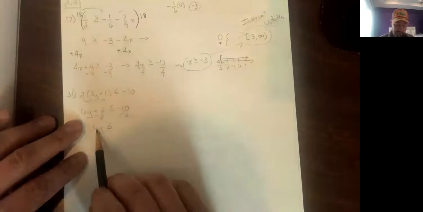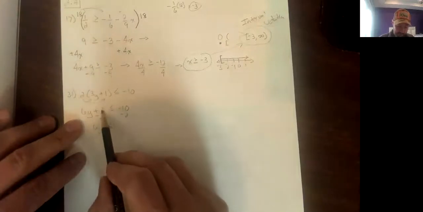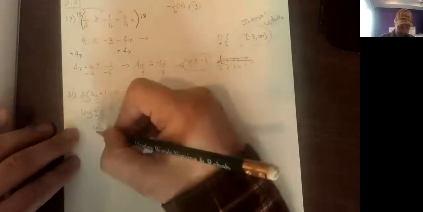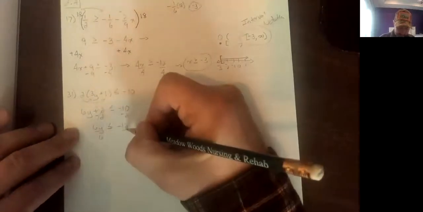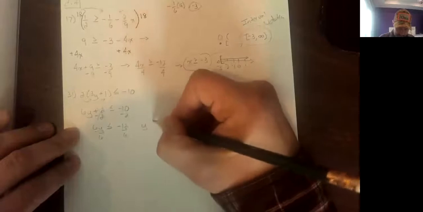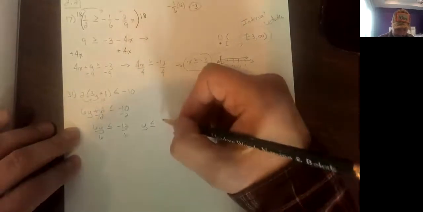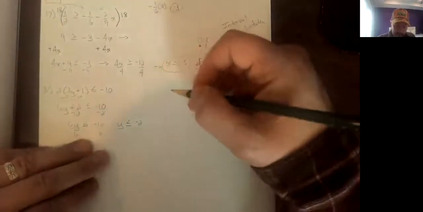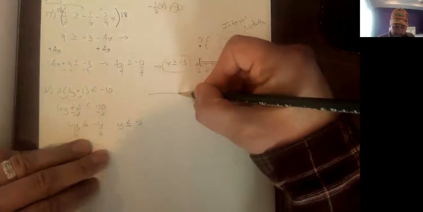The goal is isolating this variable. If I subtract 2, it goes away. So I subtract 2 over here, and I have negative 12. Then I simply divide by 6. I have y less than or equal to negative 2. This one doesn't want it graphed. Now, I still will graph it so that you can visually look at this.